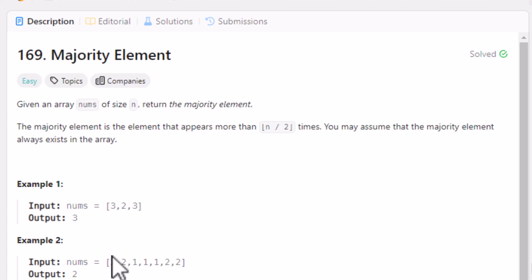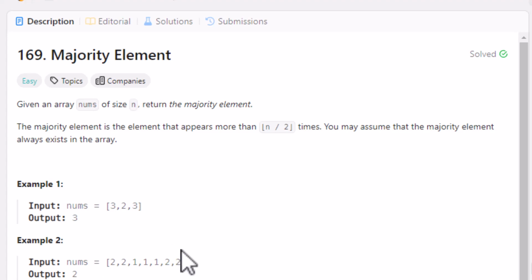So in example 1, nums [3,2,3], the output is 3 because 3 exists more times than 2. The second example, there are 4 number 2's and only 3 number 1's, so the output is 2.